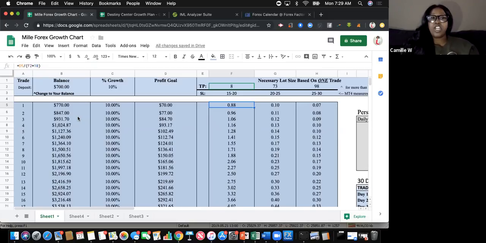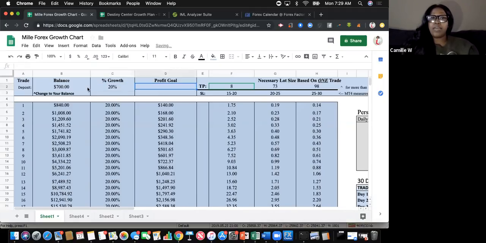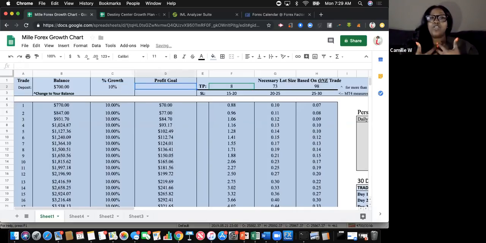The compounding chart is really, really cool because some people want to grow their account 10% by the day. You can customize everything. You may want to grow it 20% by the day. It's totally up to you. I like to do per trade. So I put trade here because if I can get in 5 trades today, each of my trades, my goal is to make 10% of my account balance on the trade.